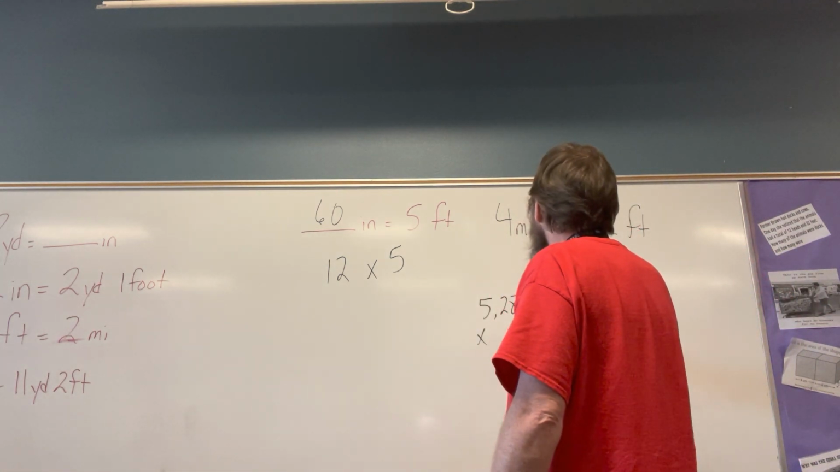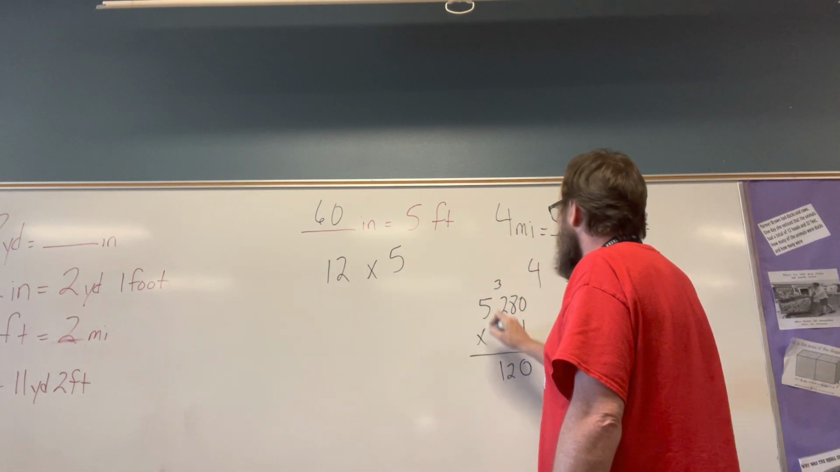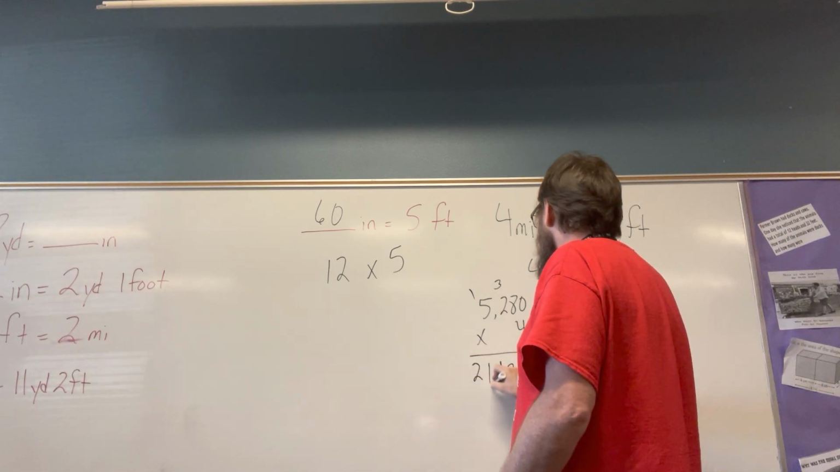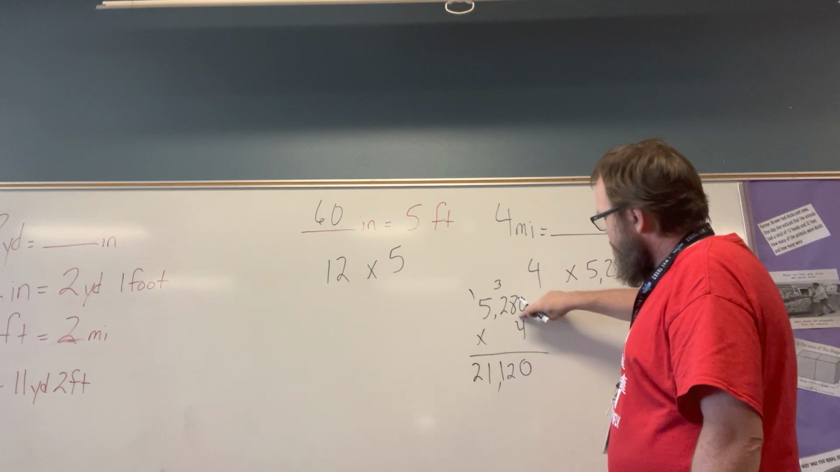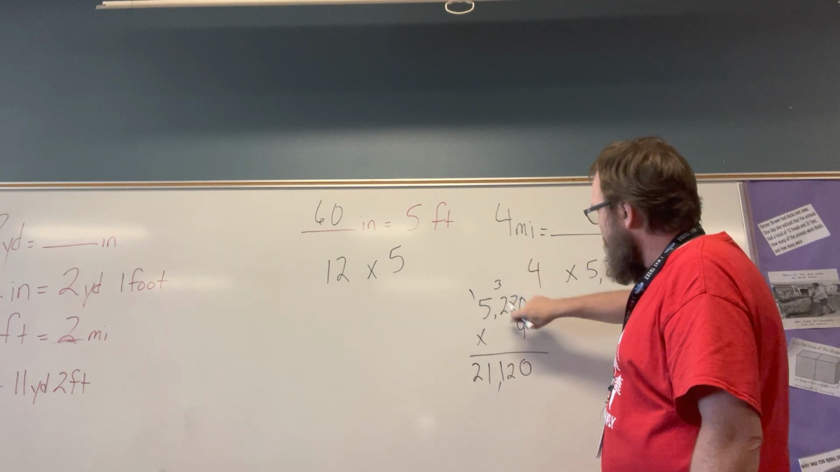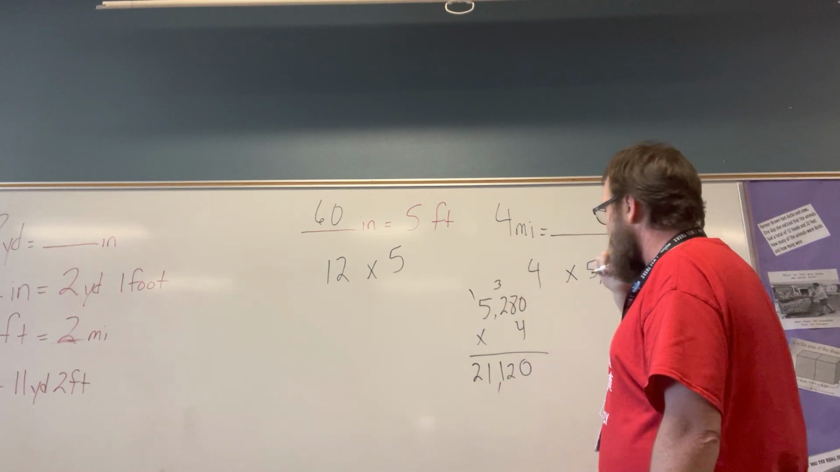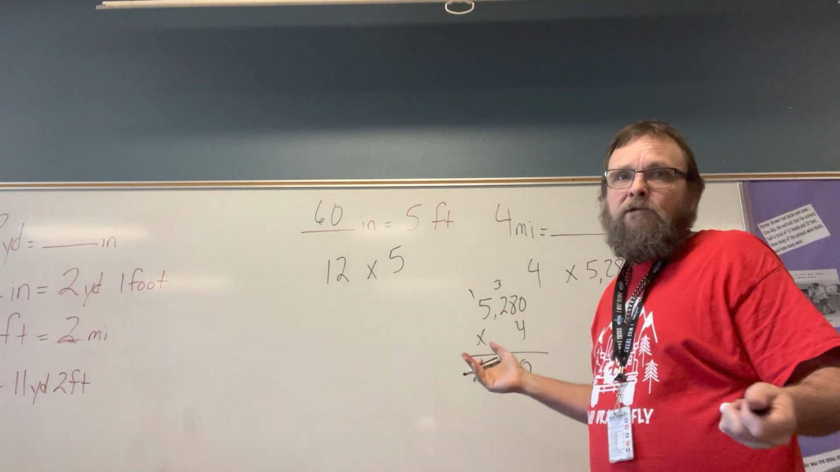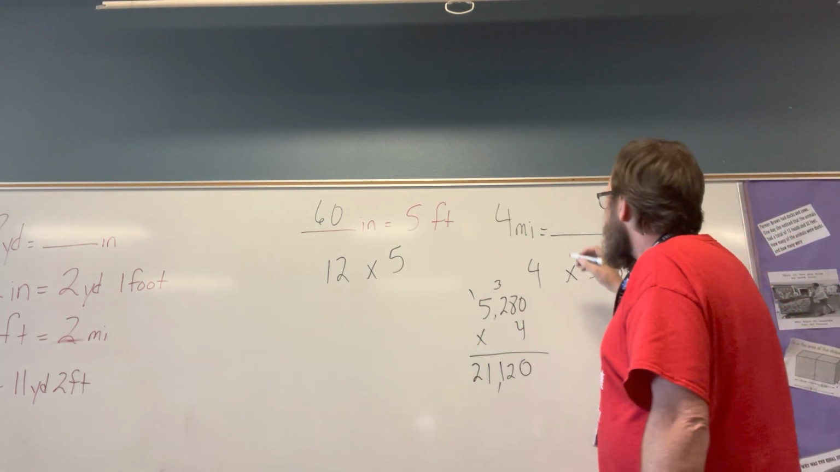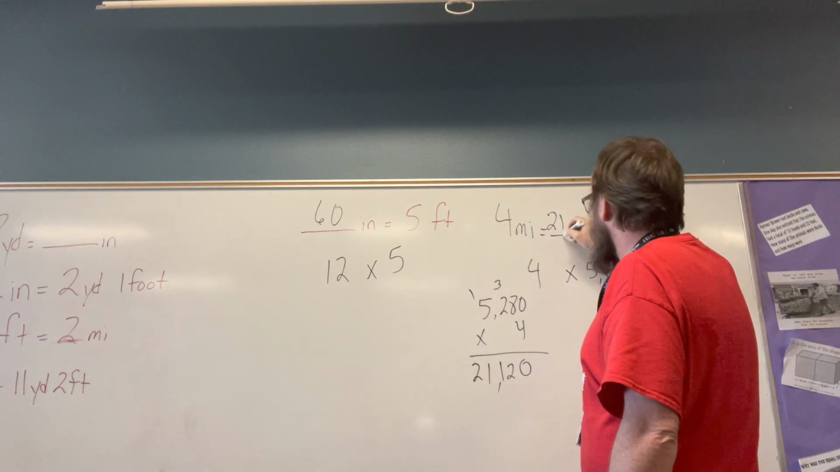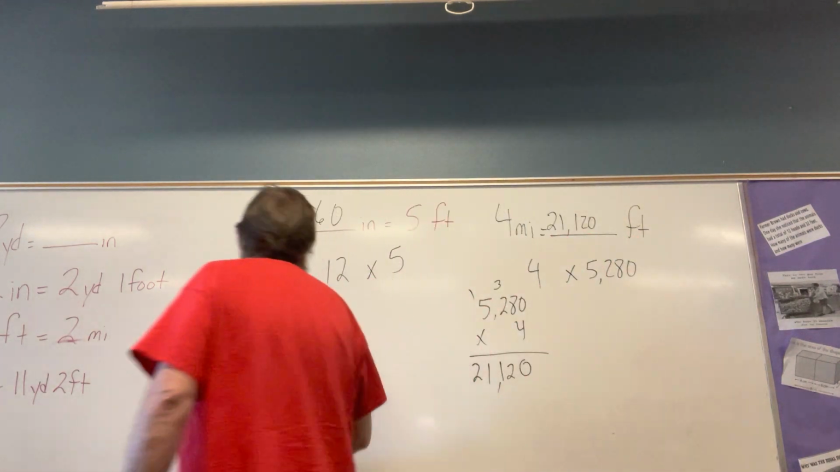5,280 times 4. If I did my math right, let's see, 4 times 0 is 0, 4 times 8 is 32, so 2, carry the 3, 8, 9, 10, 11, carry the 1, 21. So it looks like I did my math right. And if I did it wrong, please comment below. So 4 miles equals 21,120 feet.